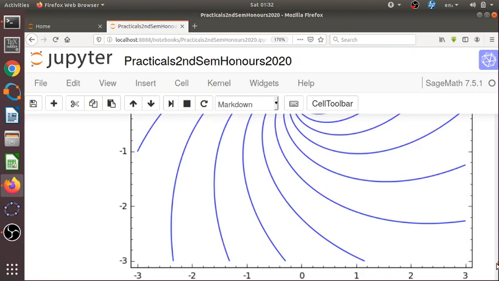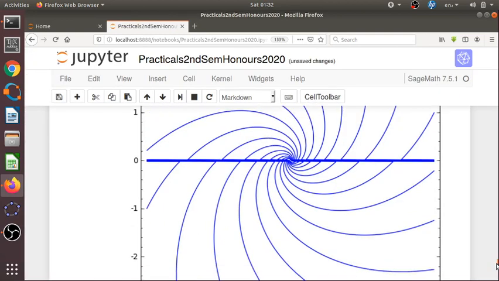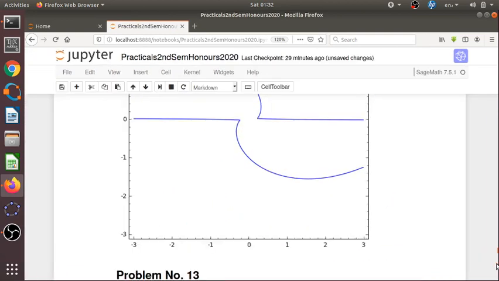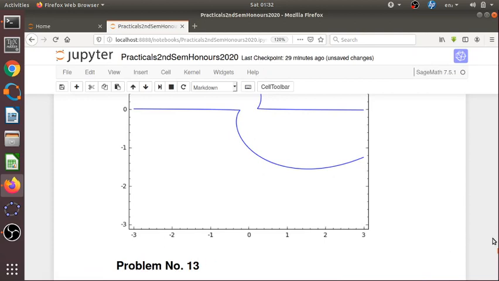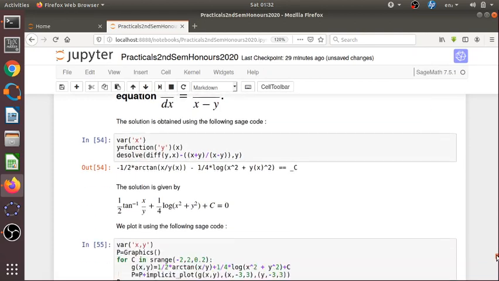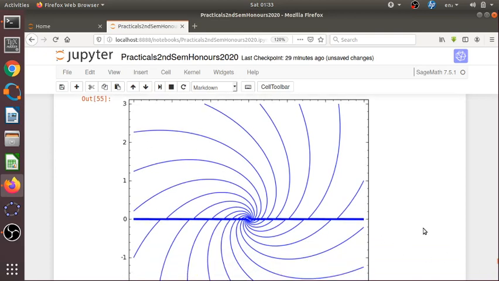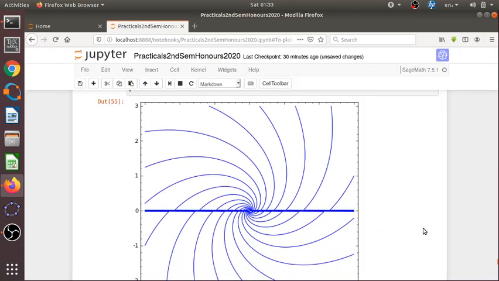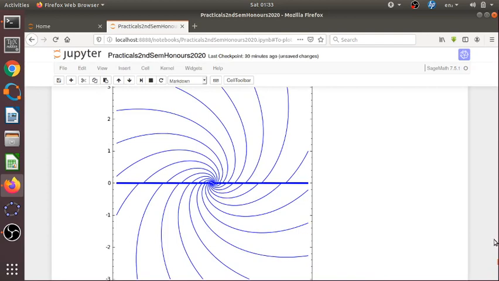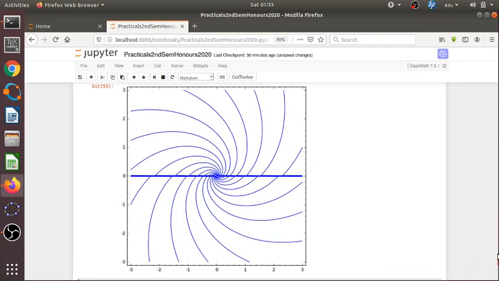In this design, let me minimize. So this is the design that we obtain. This is the design obtained.